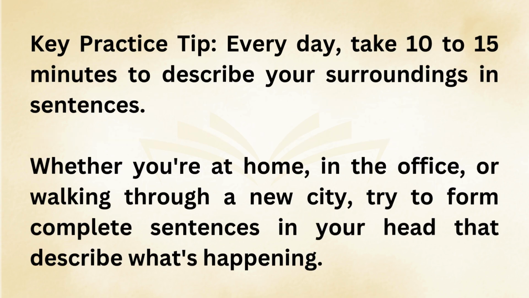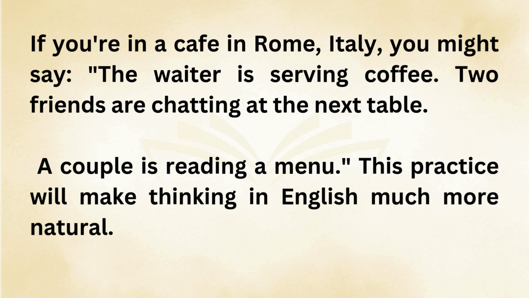Key practice tip: every day, take 10 to 15 minutes to describe your surroundings in sentences. Whether you're at home, in the office, or walking through a new city, try to form complete sentences in your head that describe what's happening. If you're in a cafe in Rome, Italy, you might say, "The waiter is serving coffee. Two friends are chatting at the next table. A couple is reading a menu." This practice will make thinking in English much more natural.